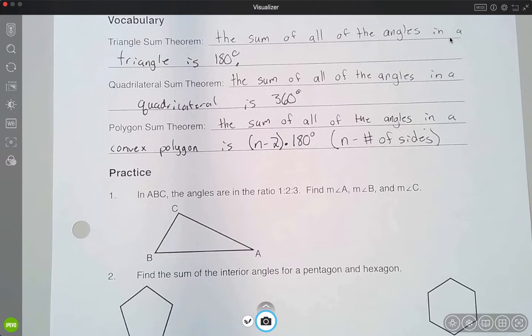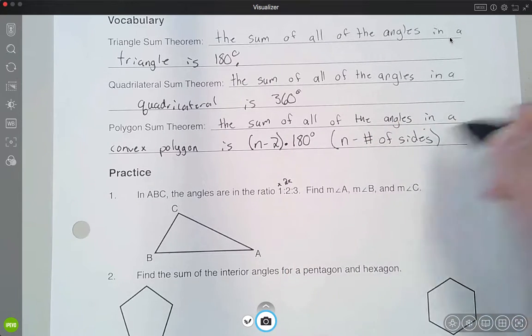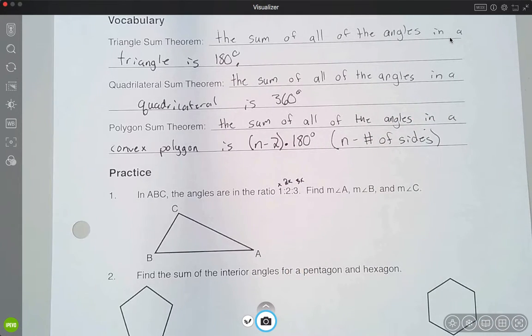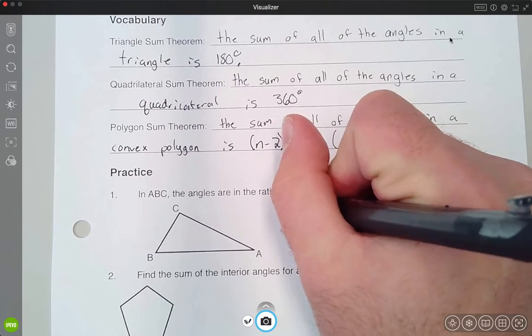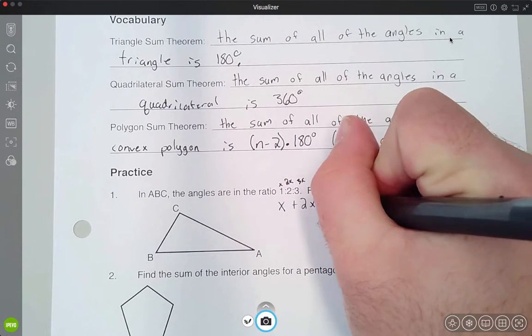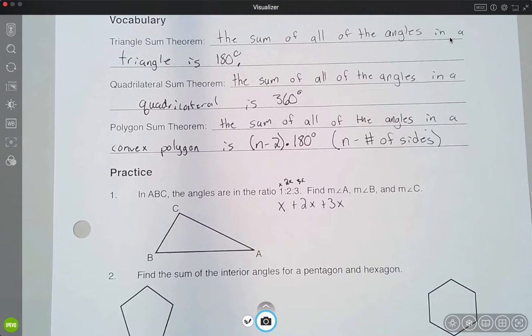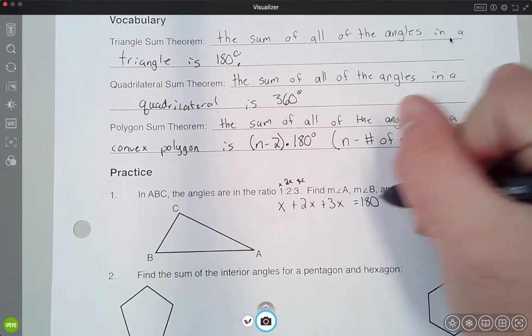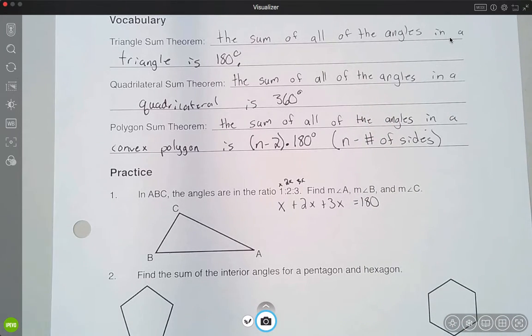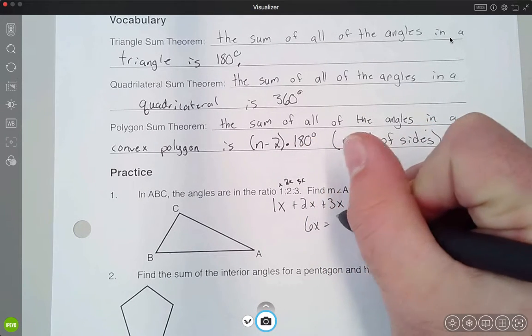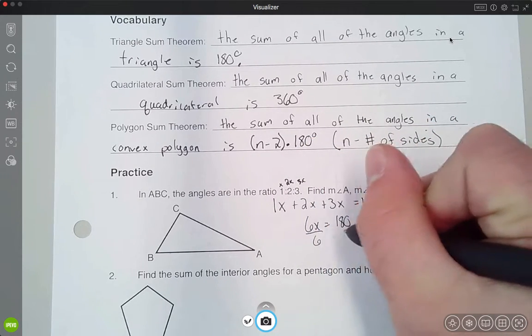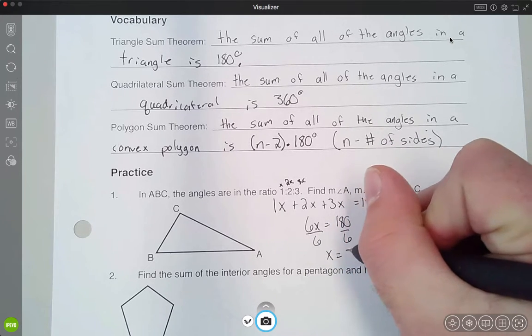So what I'm going to do is call my first one x, which makes my middle one 2x, and makes my last one 3x. Essentially what I'm doing there is I'm tacking an x onto every one of those numbers. When I do that and then I add them all up, I know that in a triangle those have to equal 180. So if I do 1x plus 2x plus 3x, that gives me 6x. It's equal to 180. I can then divide by 6 on both sides, and x is going to equal 30.